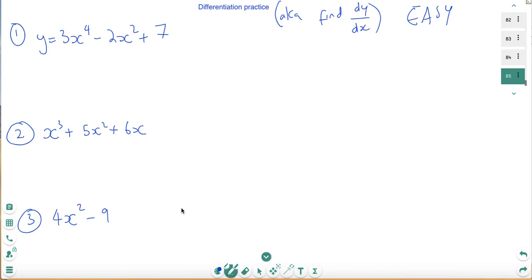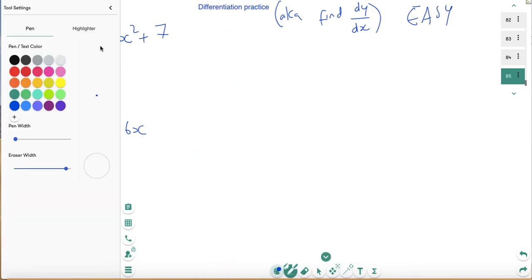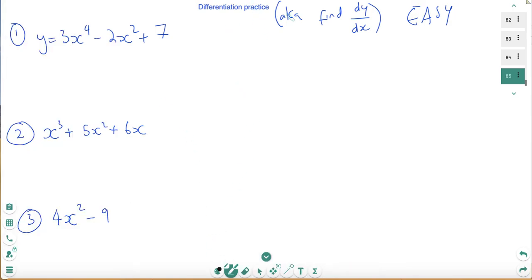So in a test, it might say differentiate the following equation, or it'll say find dy over dx. When the question says find dy over dx, that just means differentiate the equation. So let's look at the first equation, and let's write it out. 3x to the power of 4 minus 2x squared plus 7.